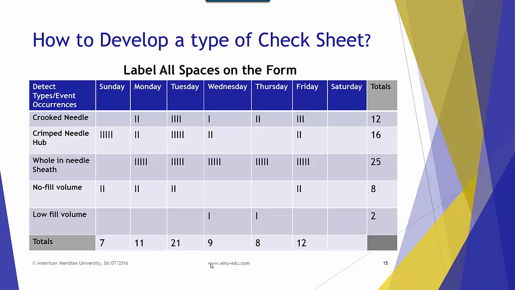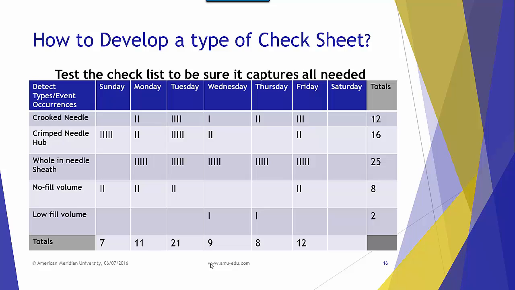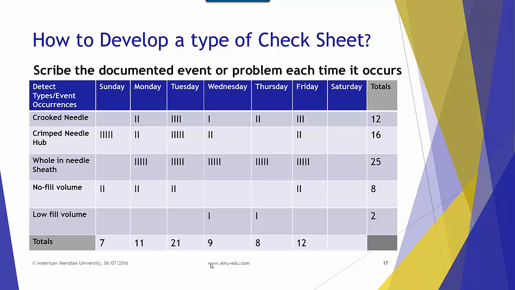Label all spaces on the form. Label all spaces on this checklist. Test the checklist to be sure it captures all needed data. Check your checklist to be sure it captures all needed data. This is part of your quality process. Scribe the documented event or problem each time it occurs. That word is important. Each time it occurs.